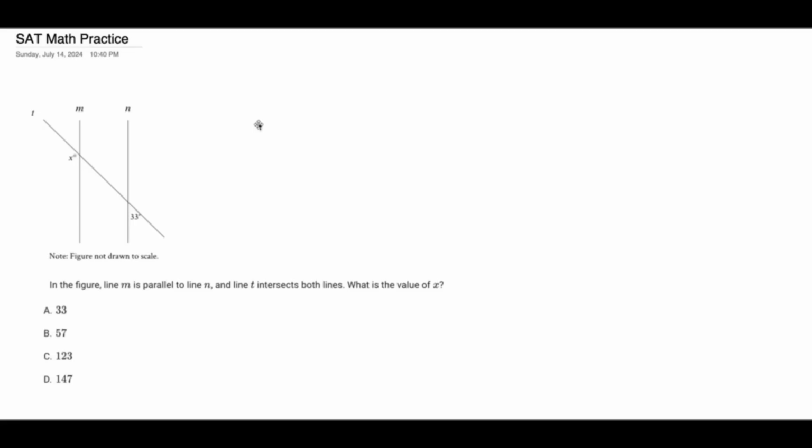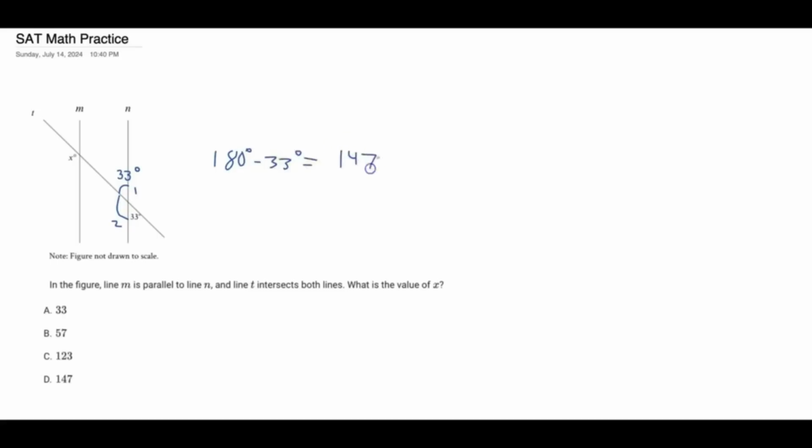Figure: line M is parallel to line N, and line T intersects both lines. What is the value of X? All right, so first off, what we have here are vertical angles, right? They give us 33 degrees here, so we know the angle across from that will also be 33 degrees. If we call this angle right here that we just labeled angle 1, and let's call this one angle 2, angle 1 and 2 are supplementary angles, right? Because two angles that make up a straight line will be equivalent to 180 degrees. And so if we know the total between those two angles is 180 degrees, and we just found angle 1, then we can find angle 2. And so angle 2 here will be 147 degrees.